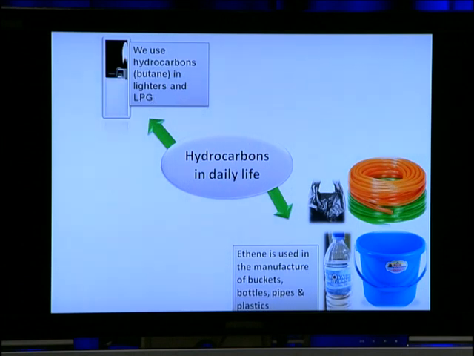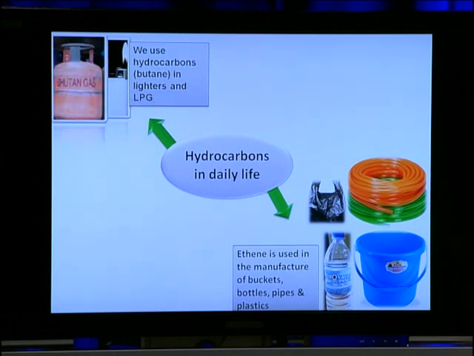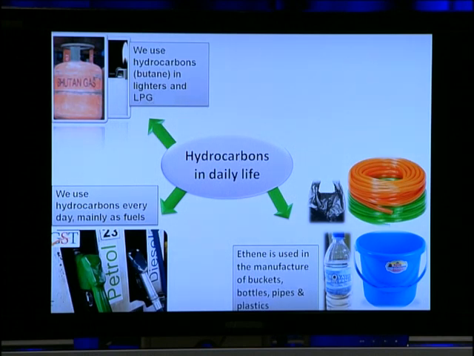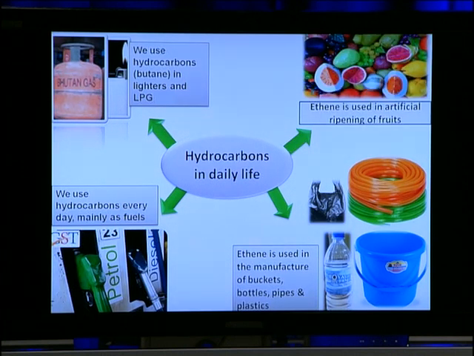Likewise, hydrocarbon is used in the lighters and the LPG. The LPG and the lighter contain the hydrocarbon called butane. And then we also use hydrocarbon in our everyday life, mainly as a fuel. And finally, hydrocarbon, that is ethene, is used in artificial ripening of fruits.